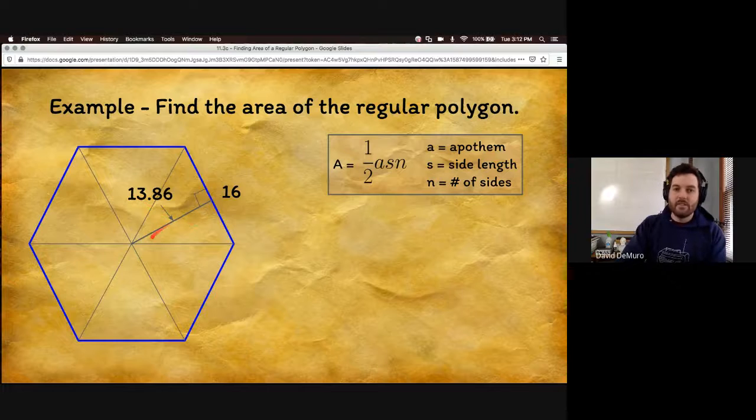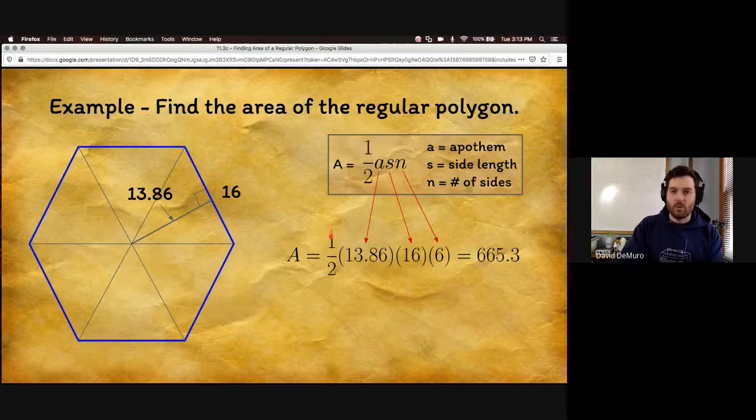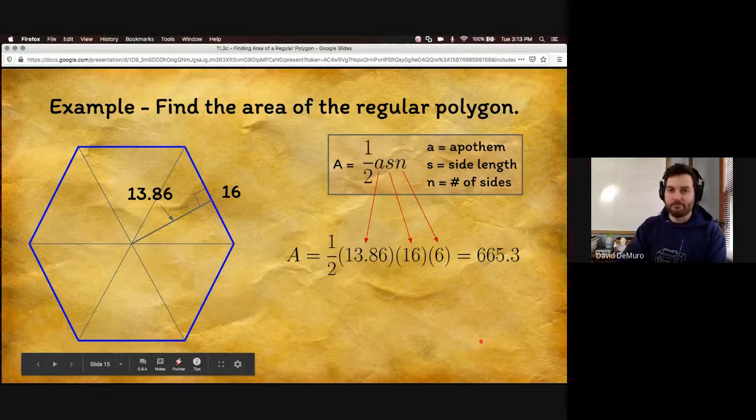So the area of this triangle would be 1/2 the apothem, 13.86, times the side length, 16, times 6 because there are 6 triangles. So the area is 1/2 the apothem, 13.86, times the side length, 16, times the number of sides, 6, and that product altogether gives us our area of 665.3 square units. So 1/2 of the apothem times the side length times the number of sides.